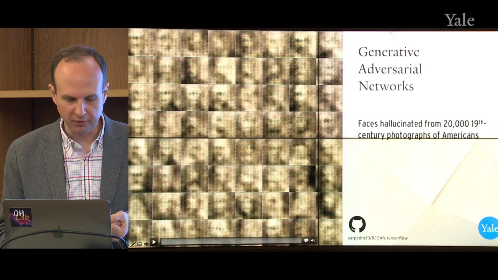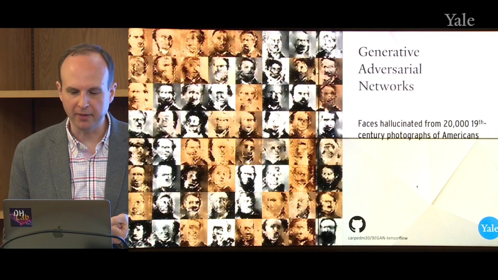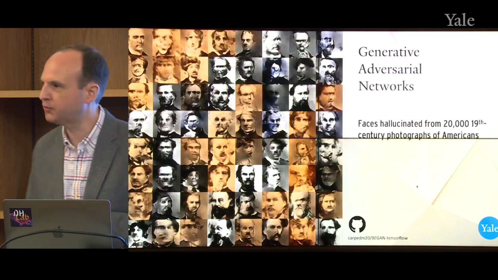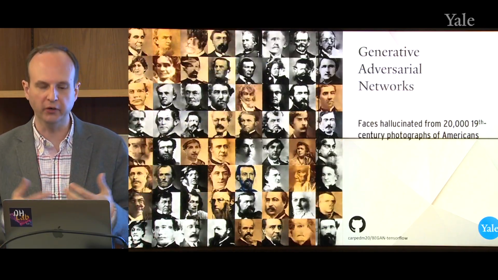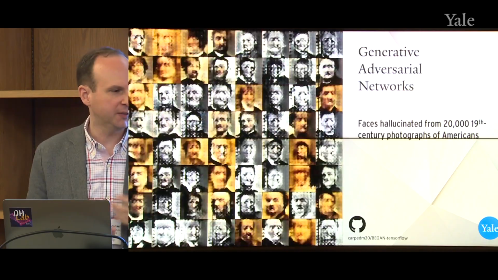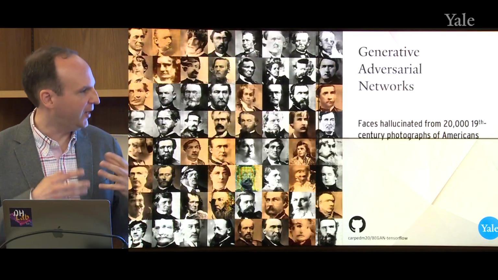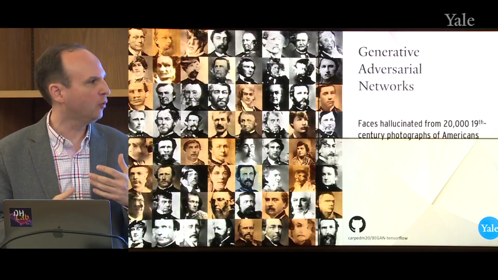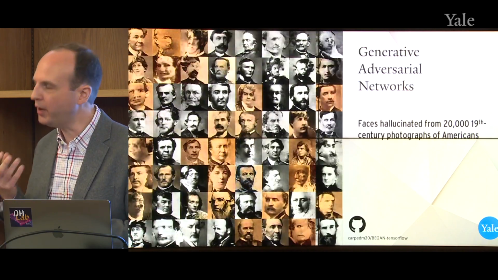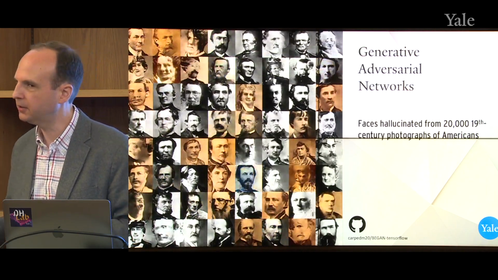So this is what happens when we ran a generative adversarial network on the Meserve-Kuhnhart collection, on faces from this 19th century Civil War Gilded Age collection. What you're seeing is the output of the generator fighting against the discriminator, trying to arrive at some kind of consensus on what a 19th century face looks like.